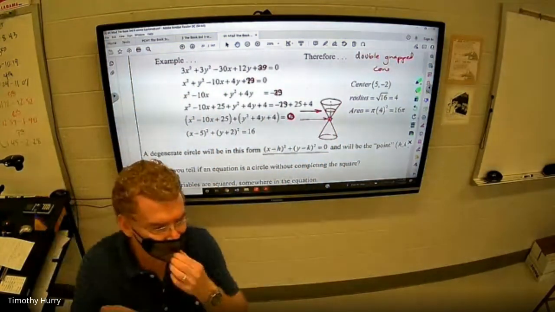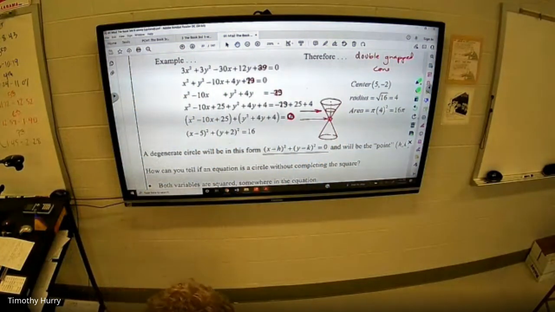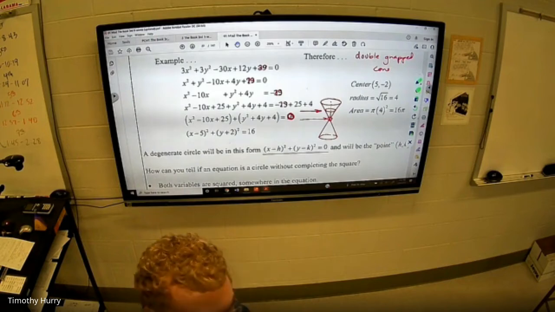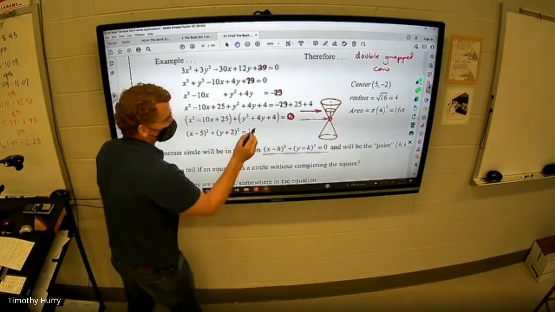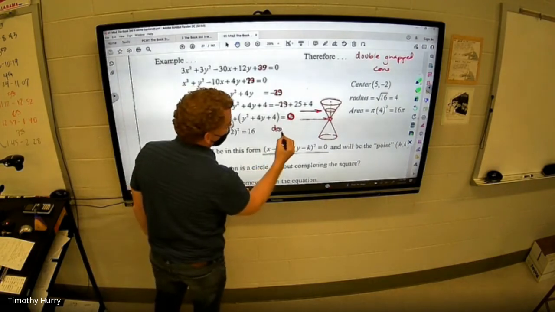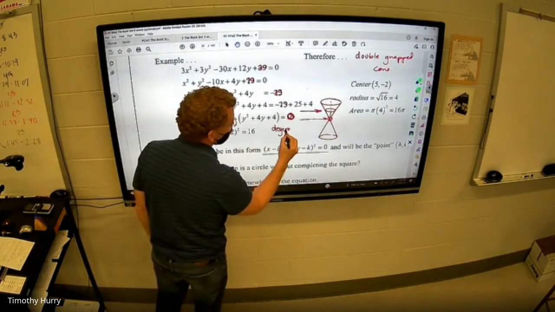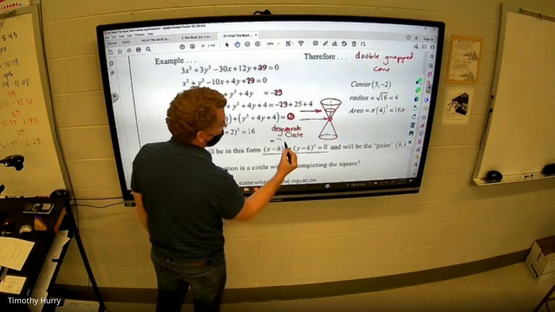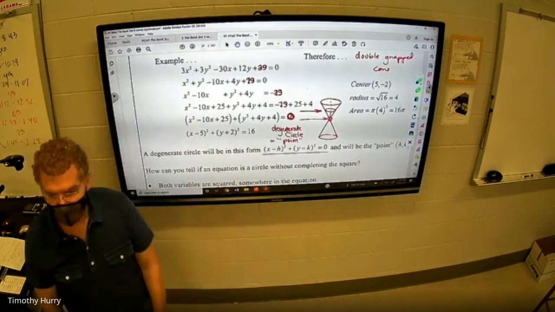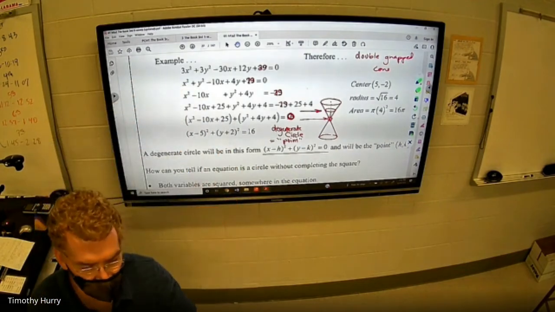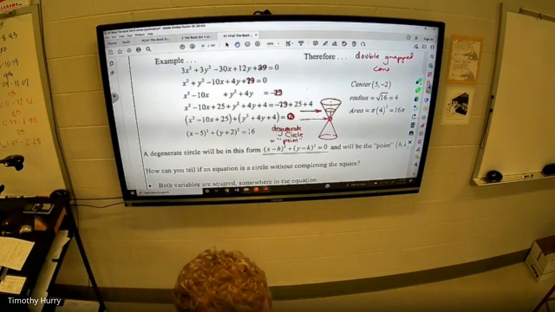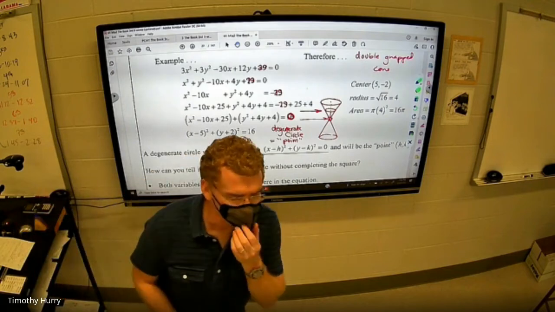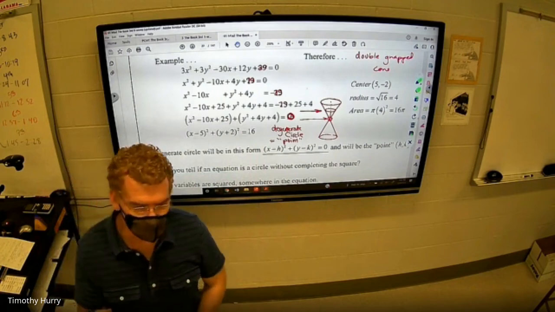We call slices that end up going through that little bitty tip degenerate conics. So something like that would be a degenerate circle. And a degenerate circle is just a what? It's just the point. It's almost like the center. That's a degenerate circle. And there are degenerates of all the conics.